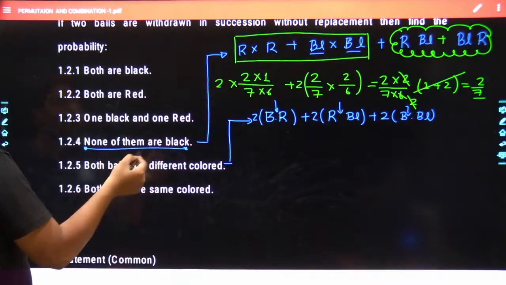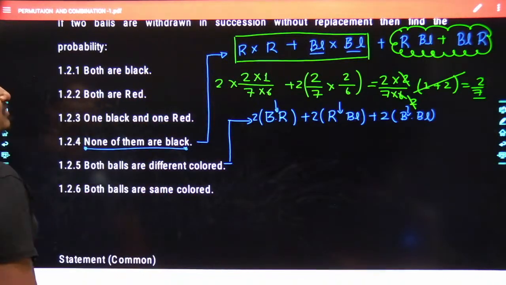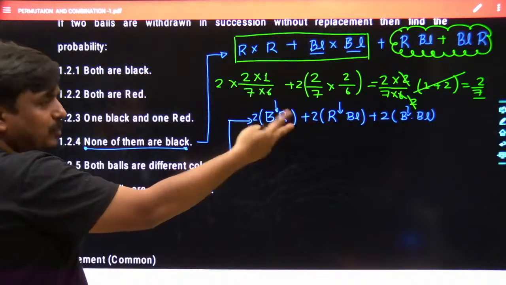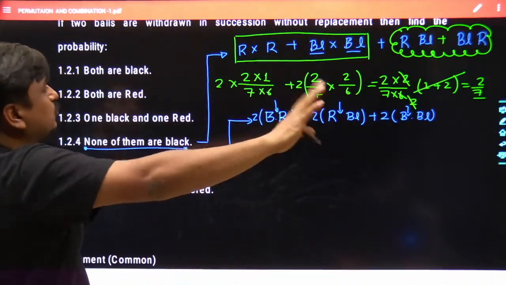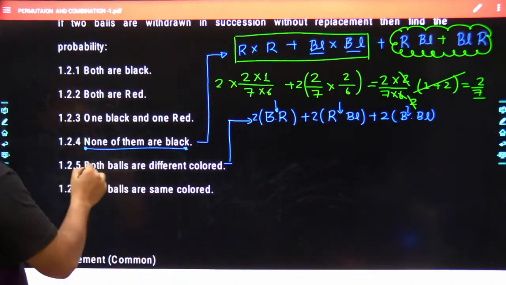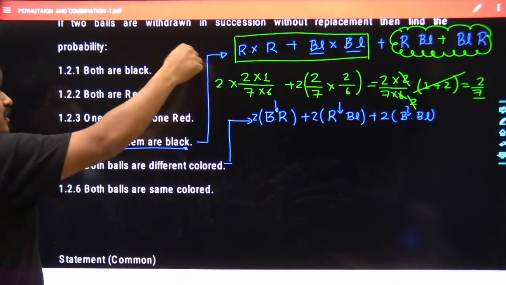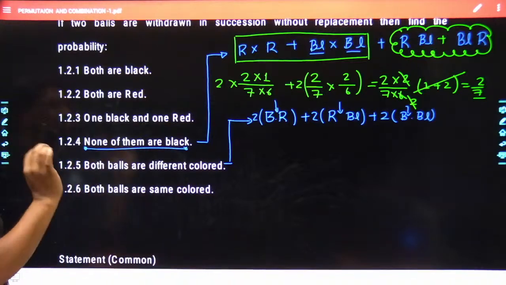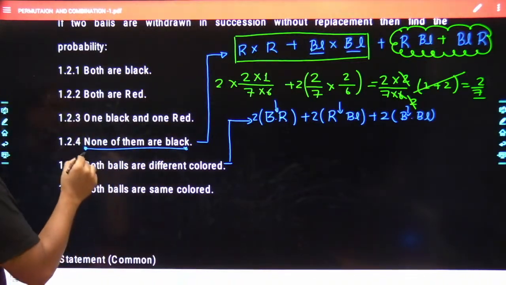None of them are black. So still a few more sequences are to be added, like you can take the reference of R and black and blue. Those things can also be taken. A certain mistake has happened over here. So this calculation which we have done over here, the first problem, the calculation which we have done over here. What was the question?